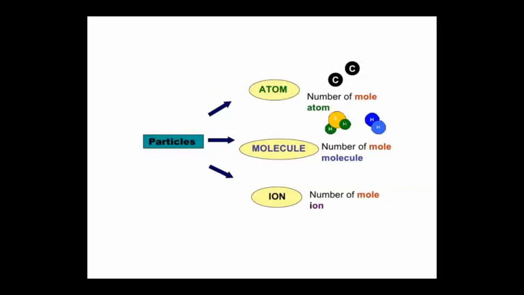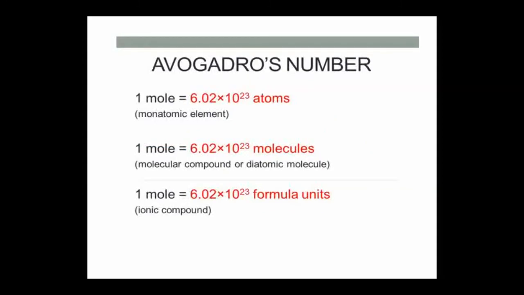Avogadro's number. 1 mole equals 6.02 × 10^23 atoms. It means that if there is 1 mole of atoms, it always contains 6.02 × 10^23 atoms. That is for a monoatomic element, for example, carbon.